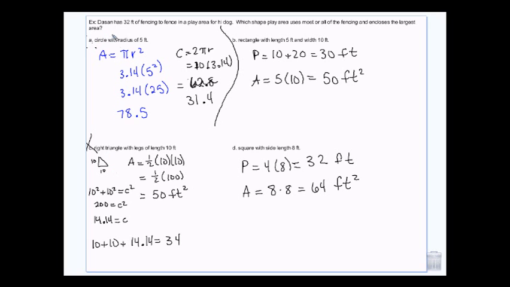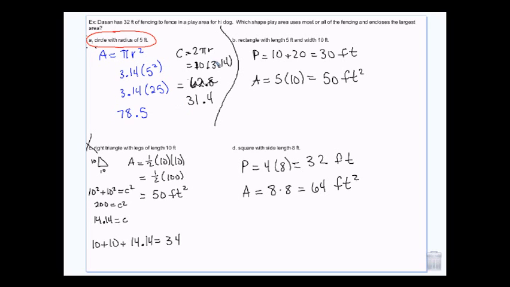How do we go with the circle? This circle is the best option for the dog. It gives you the most area with the least amount of fencing. We're looking at area and perimeter because we have only so much fence and we want to make the biggest area for our dog.